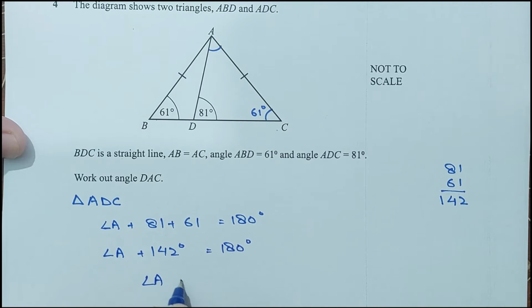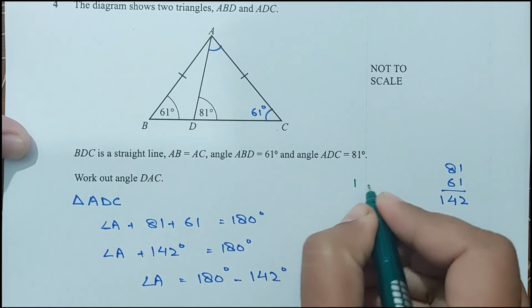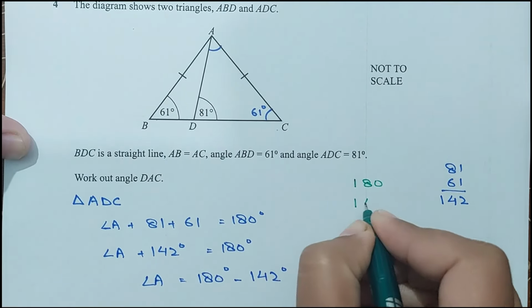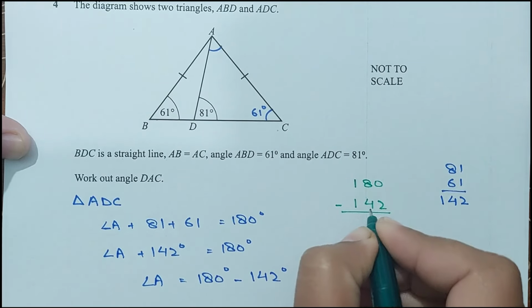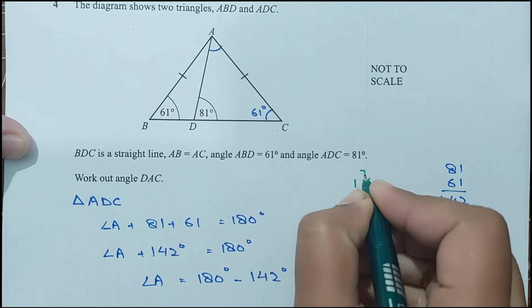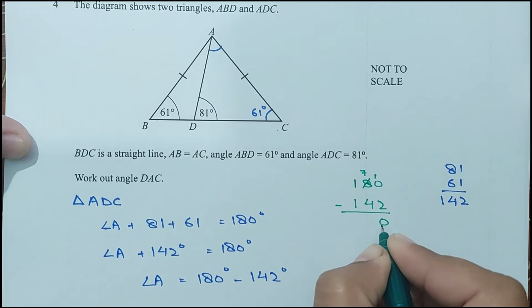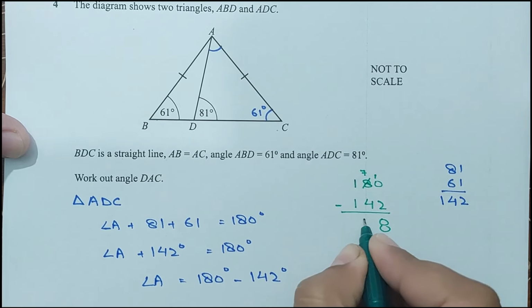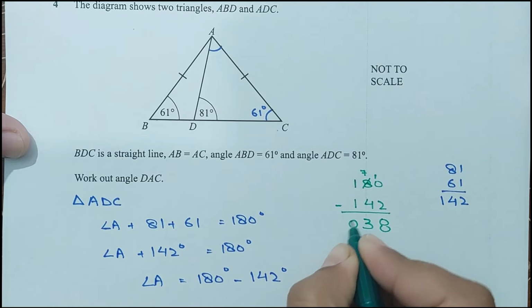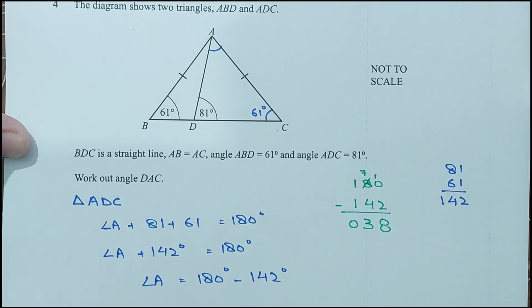So angle A becomes, from 180 degrees, we have to subtract 142 degrees. Let me do this. So 180 and 142. Do the subtraction. It's 0. From 8, it's 7, and 10. From 10 take away 2 is just 8. 7 take away 4 is 3, and 1 take away 1 is 0. So that angle is 38 degrees.